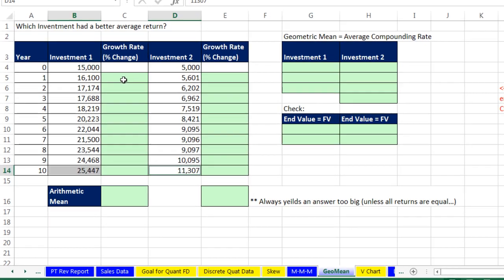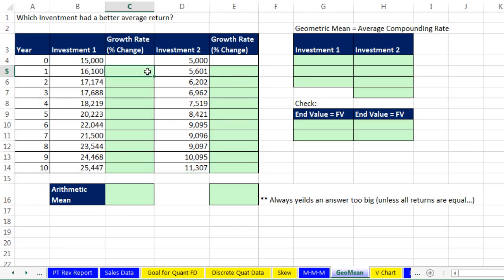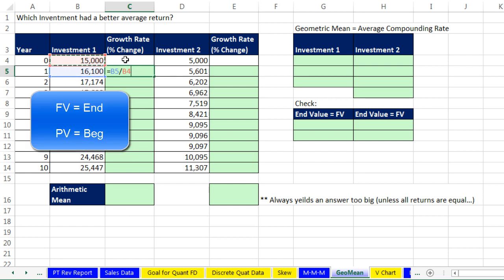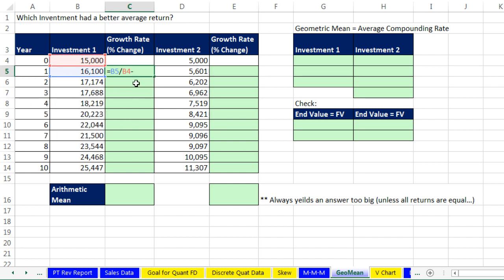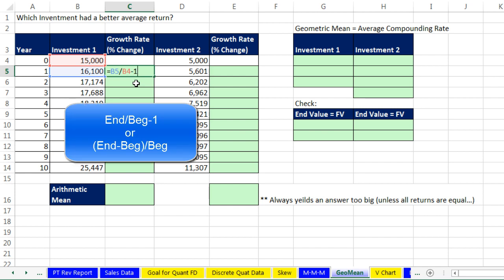Well, first off, we can calculate for both of these investments the growth rate or the percentage change. You take the end amount, notice this is at the end of 1 year, divided by the begin amount, the initial amount we invested. Another way to think of these two terms, end and begin, in terms of financial terminology: this is the future value, that's the present value. We take those two, divide them, and then subtract one. That's our formula for percentage change.